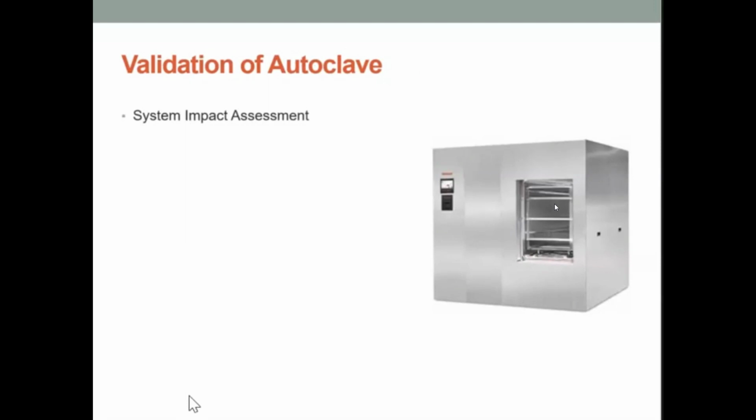Well, we look first of all at the system impact assessment. So our design review, we need to know what we need it to be capable of, what size we need it to be, and what dimensions and design we need it to be. When we install it, we'll make sure that it fits, that all the components are present, etc.